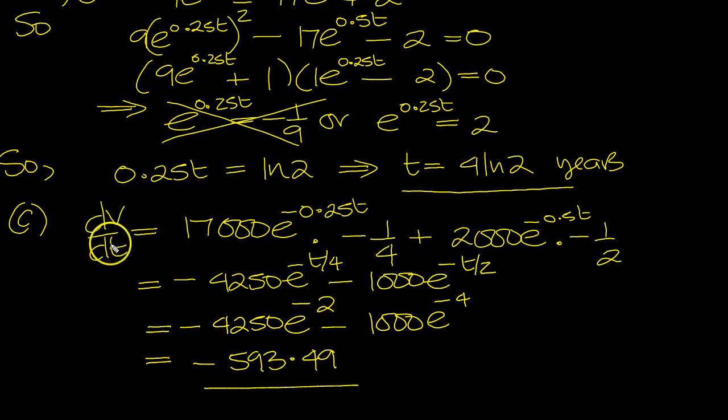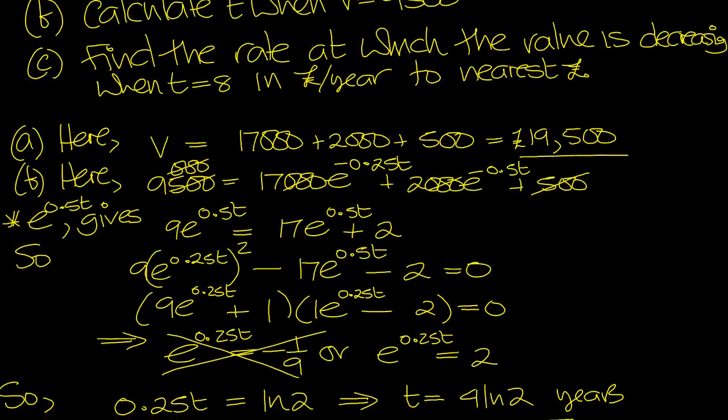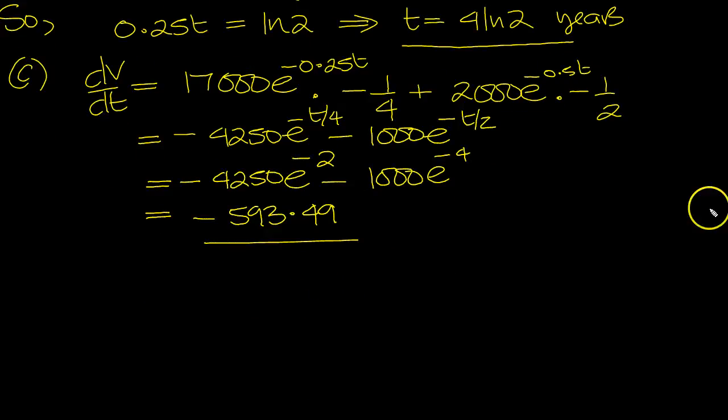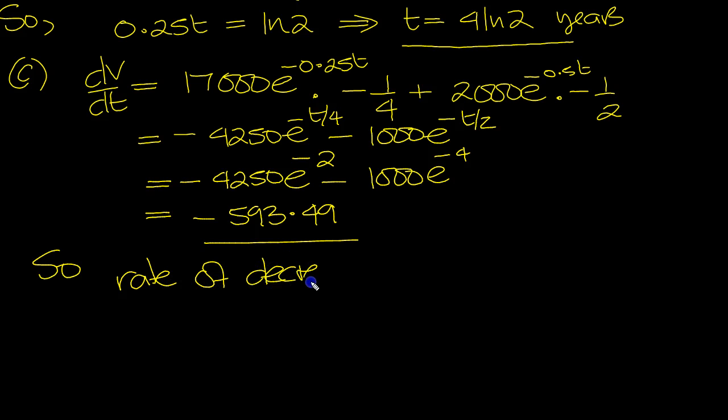And that would be the rate of change of the value, and it asks for the rate at which the value is decreasing in pounds per year. So rate of decrease equals 593.49 to the nearest pound. So that would be 593 pounds per year to the nearest pound.